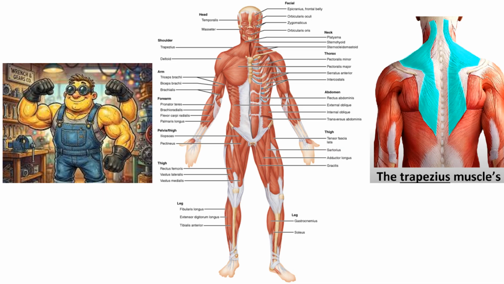We also name them by the action they perform. The flexor carpi ulnaris flexes the wrist, while the extensor carpi radialis extends it. We even look at the direction of the fibers. Rectus means straight, transversus means across, and oblique means at an angle. Size matters in anatomy. Maximus means large, minimus means small, and vastus means it covers a huge area.